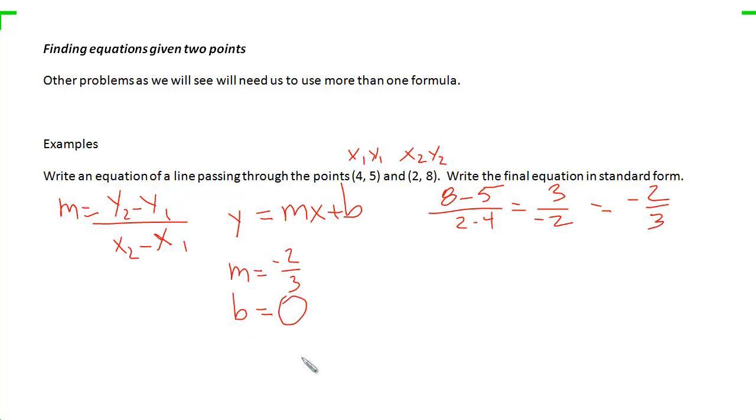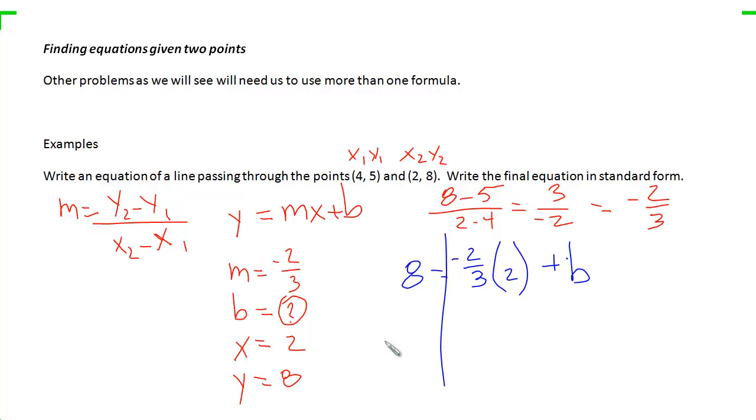I don't know the b. Just going to put a little question mark. And then I have these 2 coordinates. And I can pick either one of them. It doesn't really matter. I'm going to pick the second set. And then we'll go ahead and sub it all into our slope-intercept formula. So I have y equals the slope times the x value plus b, and b is my unknown.